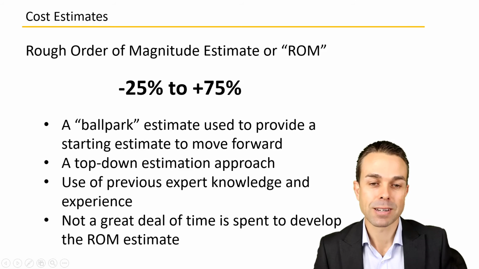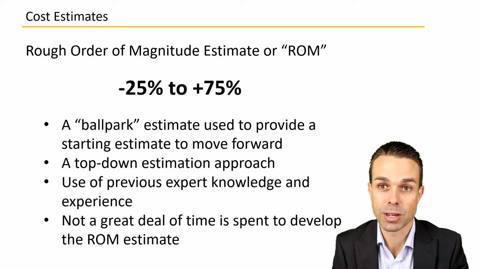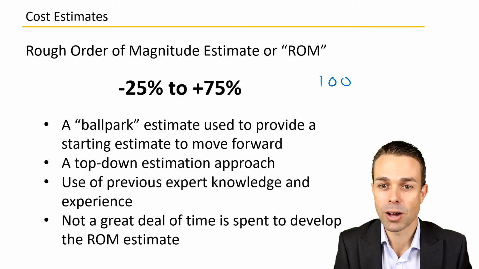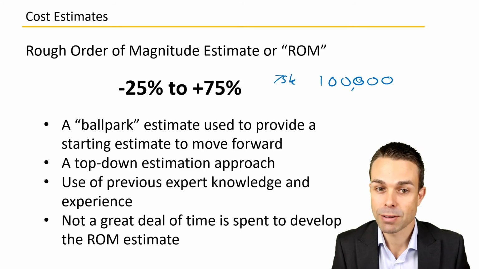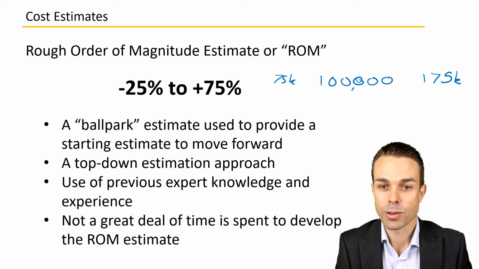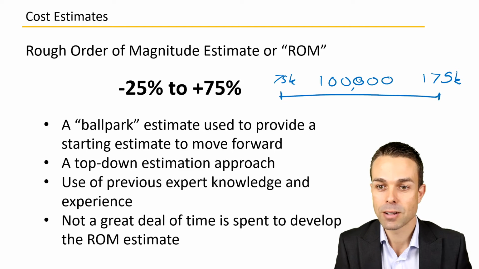The rough order of magnitude estimate, you'll see, comes with an estimate range. So if we had $100,000 where we thought it might be, then we would take 25% off that, so we would say $75,000, but also add 75%, so $175,000. So that is our range from that to that.